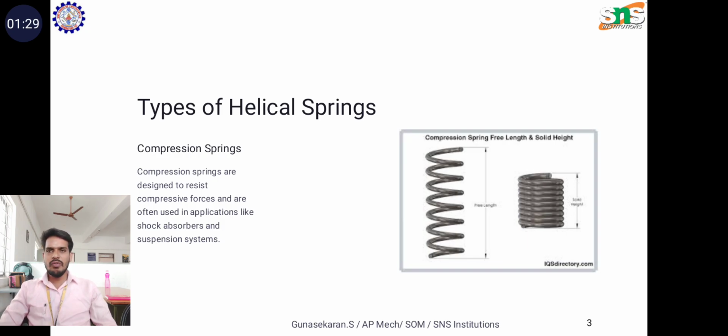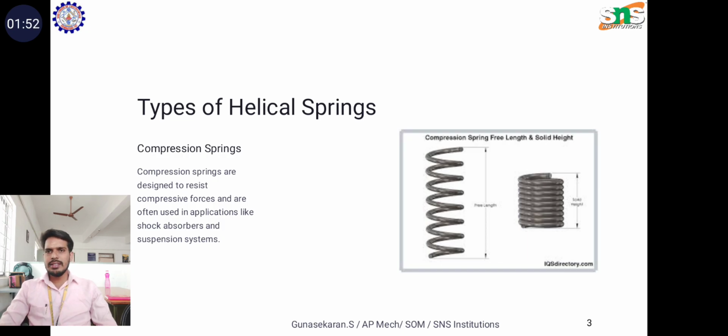Structural function: a compression spring consists of a cylindrical coil with gaps between each turn, allowing it to compress when a force is applied along its axis. This compression stores potential energy, which is released when the force is removed, returning the spring to its original length.